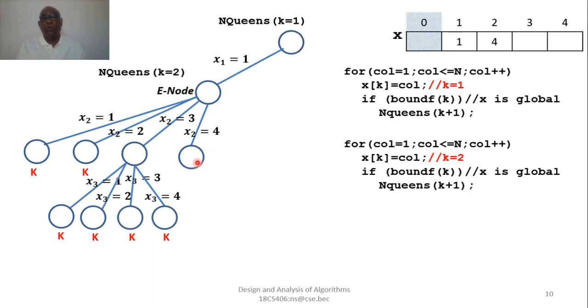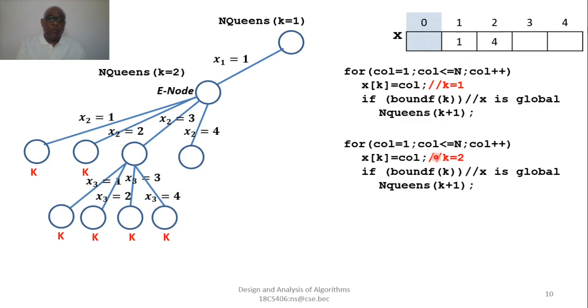So x2 equal to 4 now creates a node, and this defines a partial solution, and this partial solution is once again sent to the bounding function to find out whether the partial solution satisfies the bounding function or not. Remember, the value of k equal to 2 now. So the partial solution is available in the locations 1 and 2, and this partial solution is now tested by the bounding function.